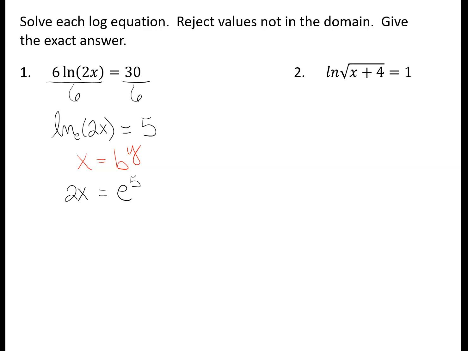Next, we are ready to solve the equation for x. So all we have to do here is divide by 2. That gets our x by itself. And because we're not going to give any decimals, then that's it. It's just going to be e to the 5th divided by 2.